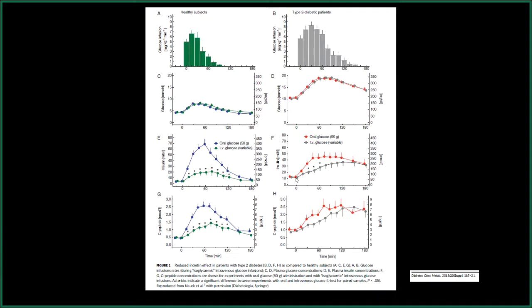And when you look at it from the perspective of the person with early type 2 diabetes, this difference is significantly less. You can see here the peak is very high, and the difference between the peak of the IV and the peak of the oral is very large, whereas here it is pretty much lost. And this is insulin, this is C-peptide. So that is what you're going to see in people with diabetes. There is a blunting of the incretin response to a meal.